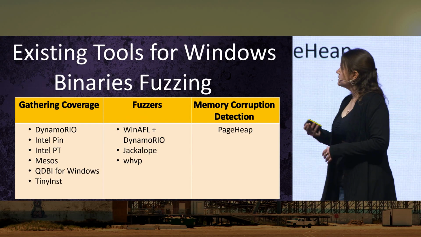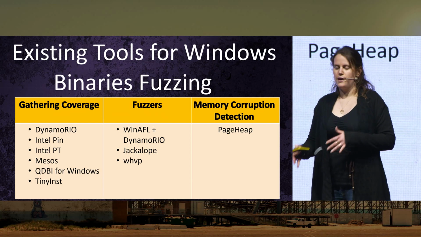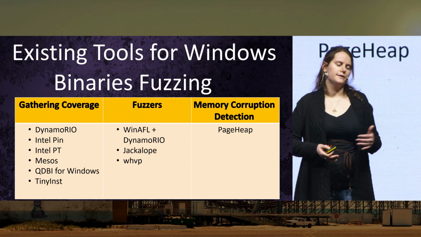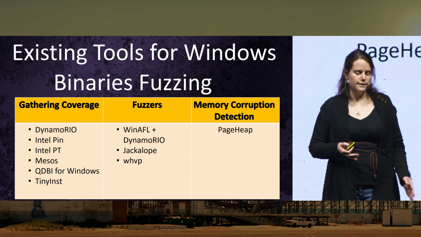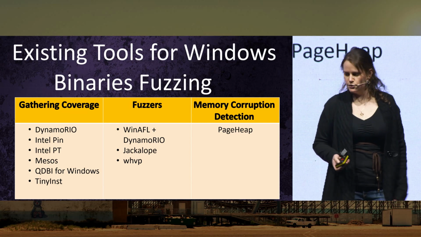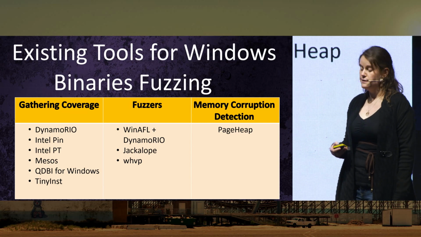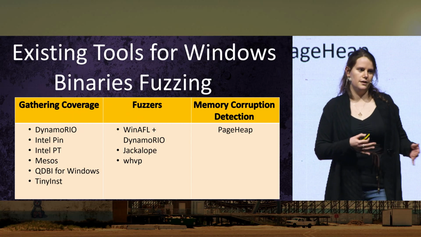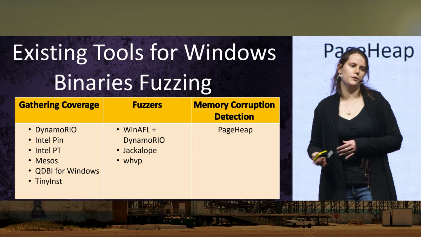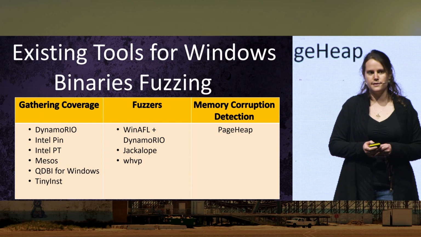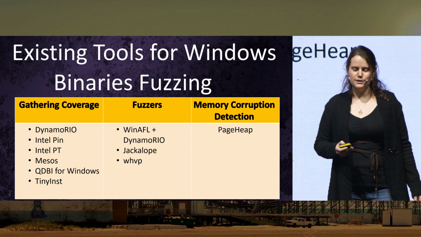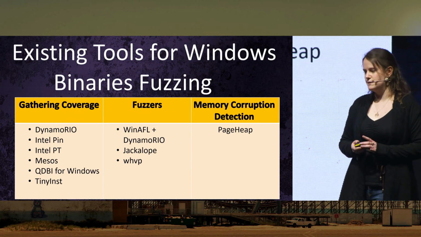And to do that, there are some existing tools already for Windows. So just to summarize, we are in userland without the sources. And to gather the coverage, for example, we can talk about DynamoRio, we can talk about Intel Pin, Mesos, TinyInst. There are some options. Also for fuzzing, WinAFR with DynamoRio, Jackalope, to quote some of them. For memory corruption detection, this is important because this is C++, so we want to catch memory corruption errors. And when we have the source code, it's much easier because we can use address sanitizer, ASAN. Now it's not the same, but good news, page heap with JFlags helps doing that.